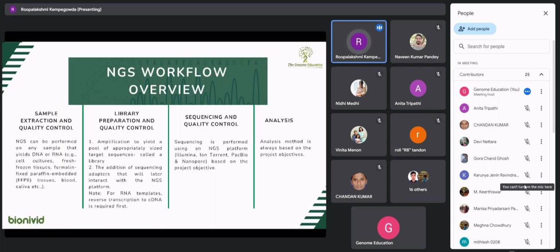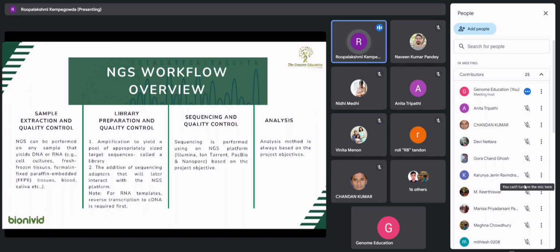So if you come to the overall NGS workflow, this is a skim through. First is the sample extraction. Before sample extraction, sample collection is also very, very important. Because if my sampling is good, I can get good biological molecules like RNA, DNA, even protein. If my RNA or DNA starting material quality is not good, it affects my library preparation. So the collection of the sample, and the transportation of the sample also matters.